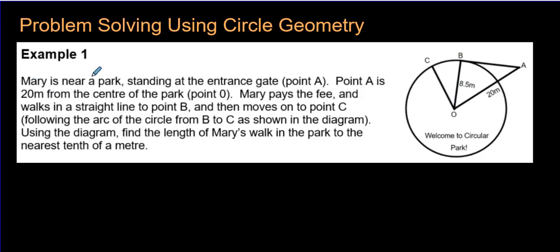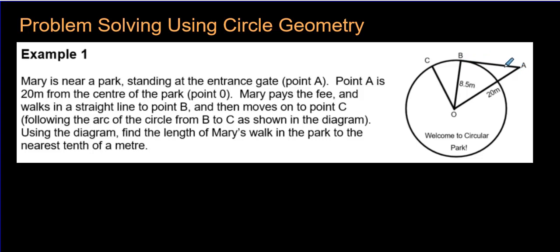So Mary, let's start. Mary is near a park. She's standing at this point right here. She is 20 meters from the center of the park. She pays a fee and then she walks in a straight line to point B, and then she moves to point C right here along this arc. Now, using this diagram, we're supposed to find the length of Mary's walk in the park to the nearest tenth of a meter. So we're going to find this length.